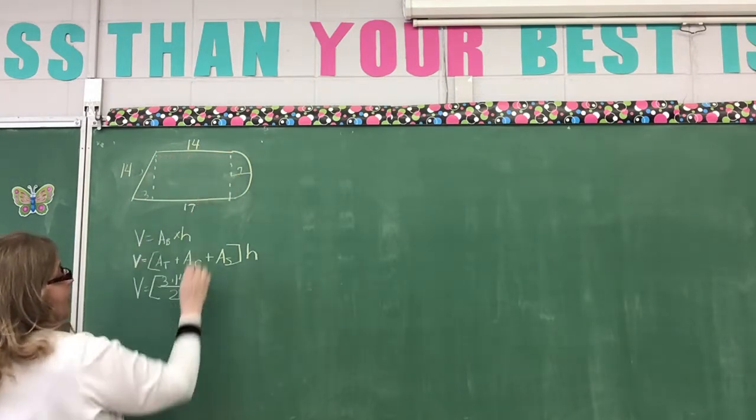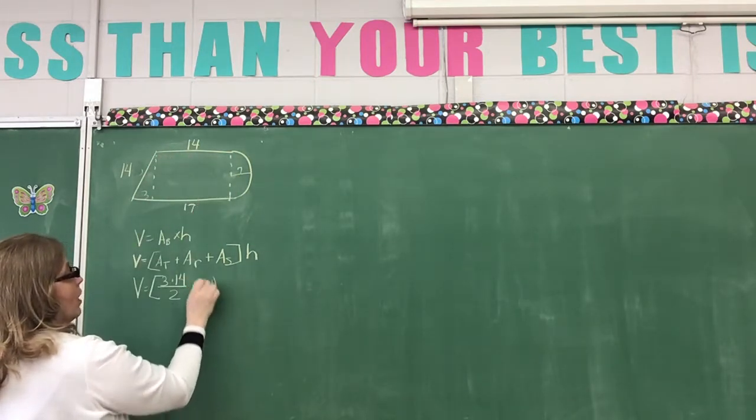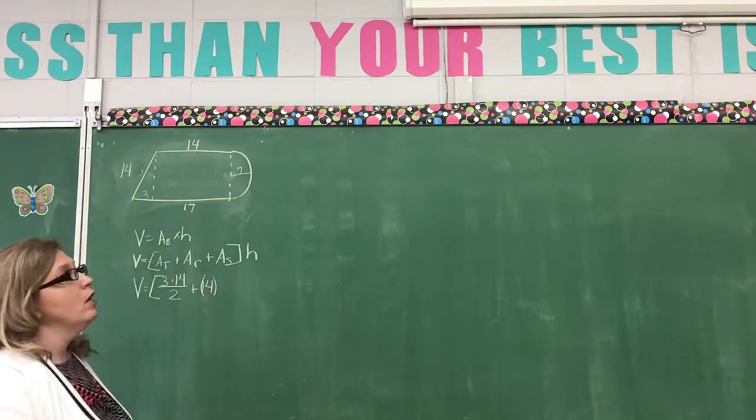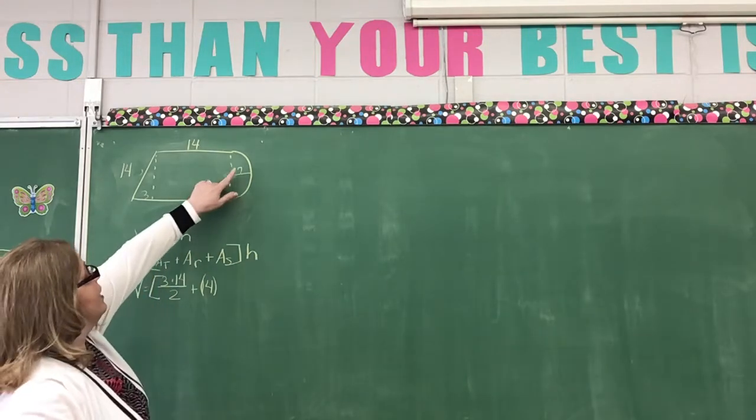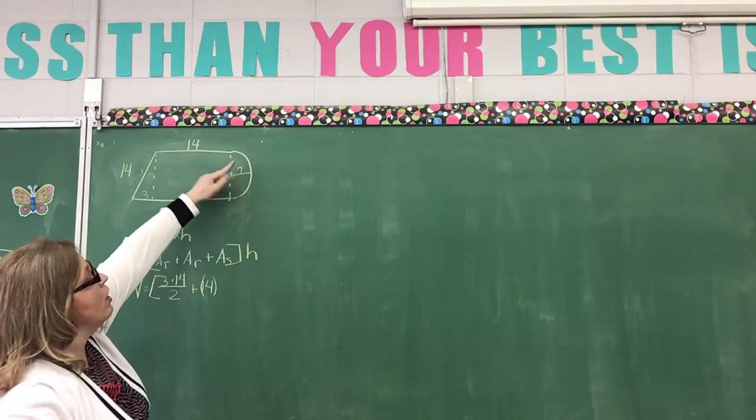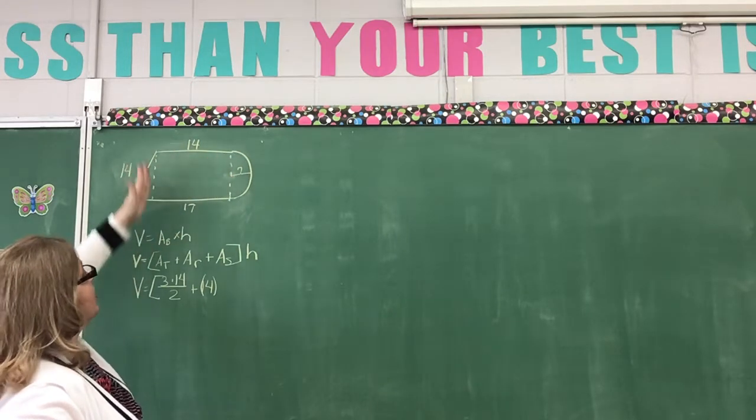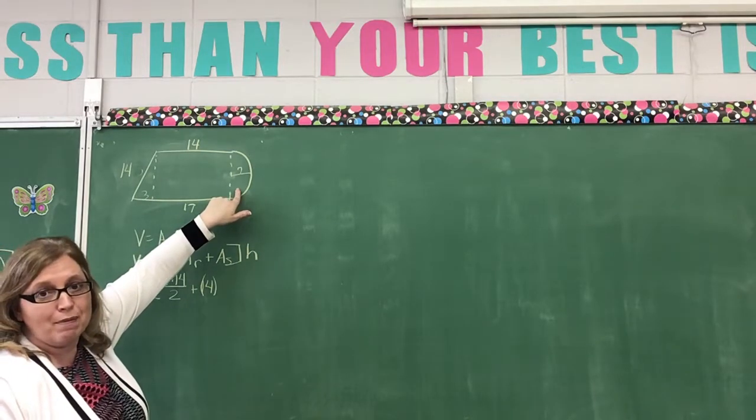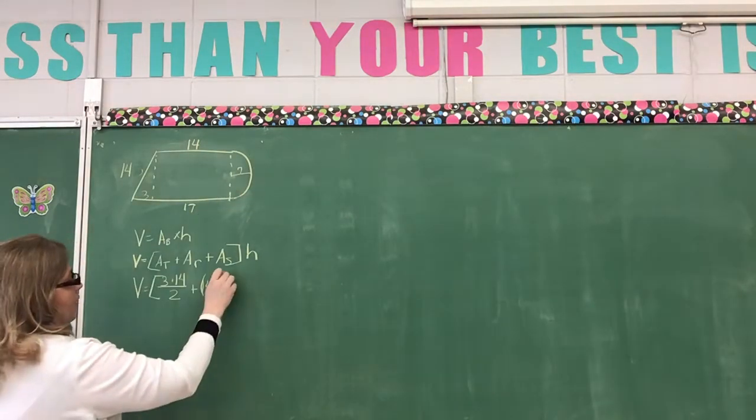Well, what's the length? It's 14. What's the width? What's this diagonal line or this dotted line? Well, if you look at it, it's 7 here and 7 to the bottom. So that makes this height of my triangle and the diameter of my semicircle 14. Okay?